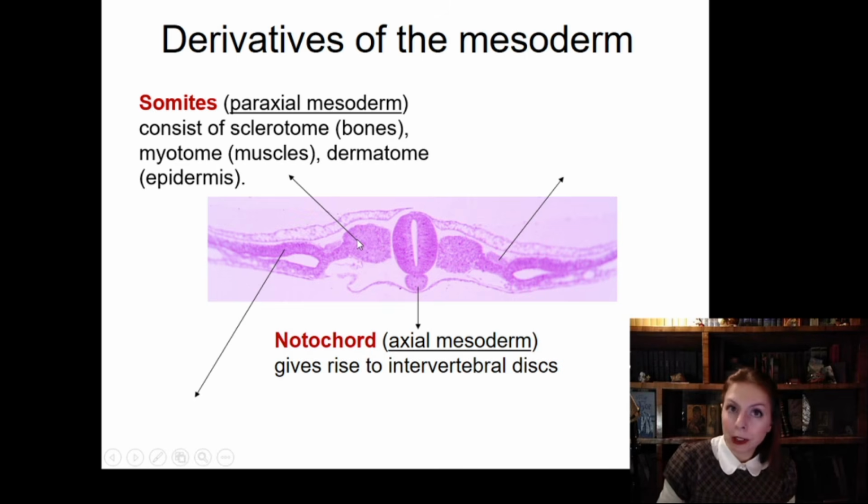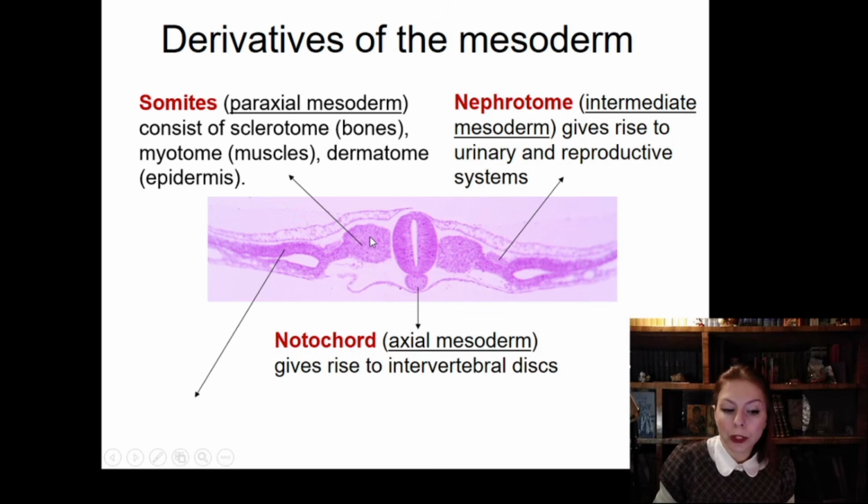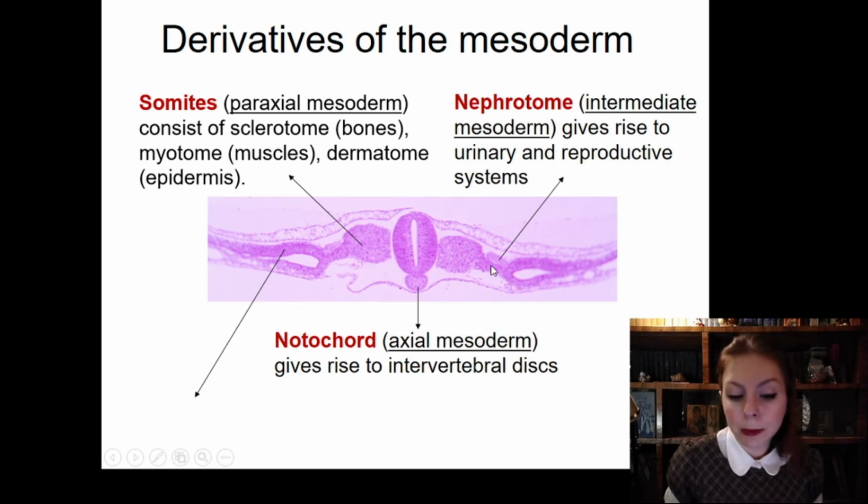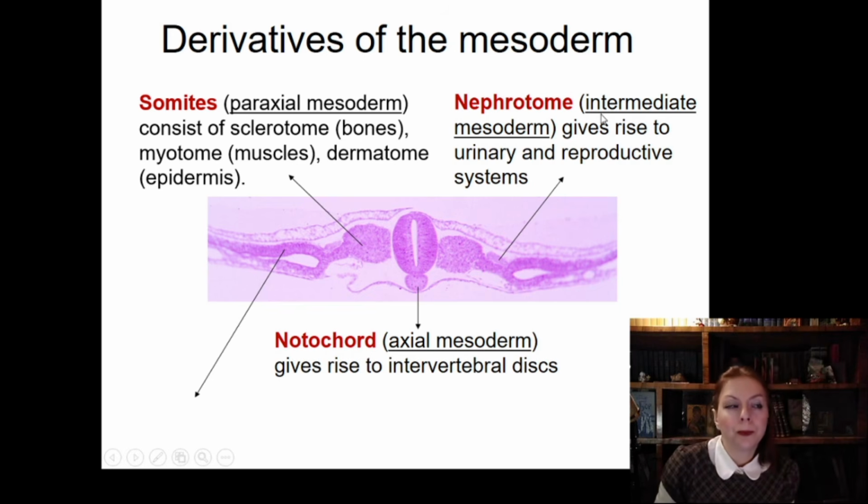Okay, so each somite is represented by three parts: sclerotome, myotome, and dermatome. So it gives rise to bones, muscles, and dermis in the respective region of the body. So three different derivatives it has. Then, after the dorsal mesoderm, there is an intermediate mesoderm between the dorsal and ventral. Intermediate means nephrotome, and it gives rise to the urinary and reproductive system, or urogenital system.